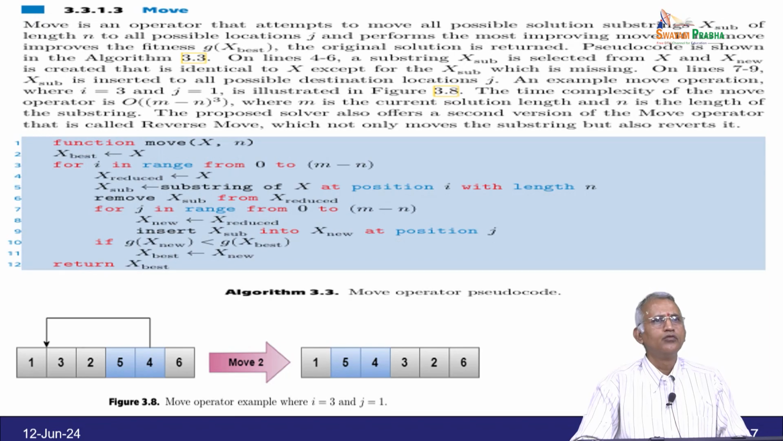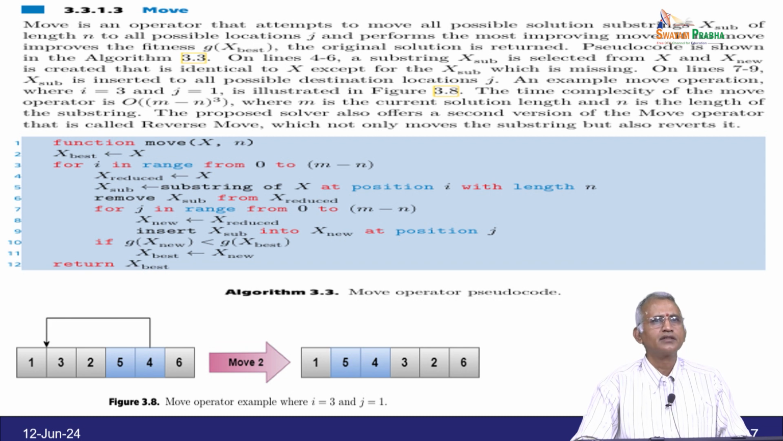Now, we have move. Move is an operator that attempts to move all possible solution substrings x sub of length n to all possible locations j and perform the most improving move. If no move improves the fitness g of x best, the original solution is returned. Pseudo code is shown in the algorithm.